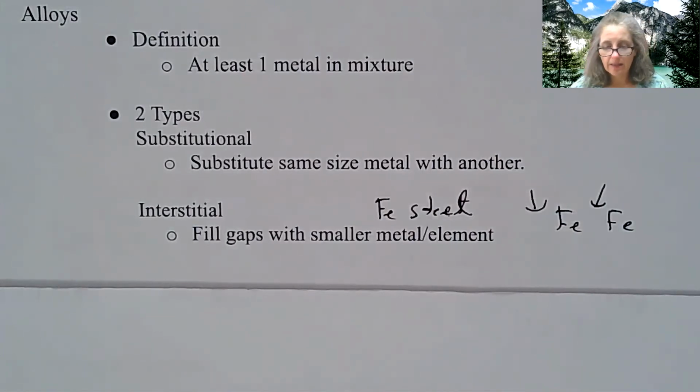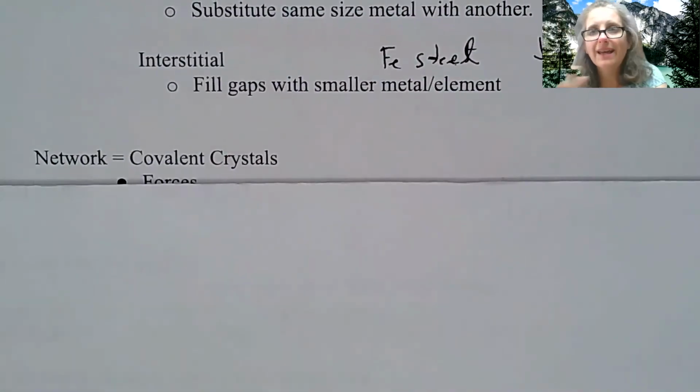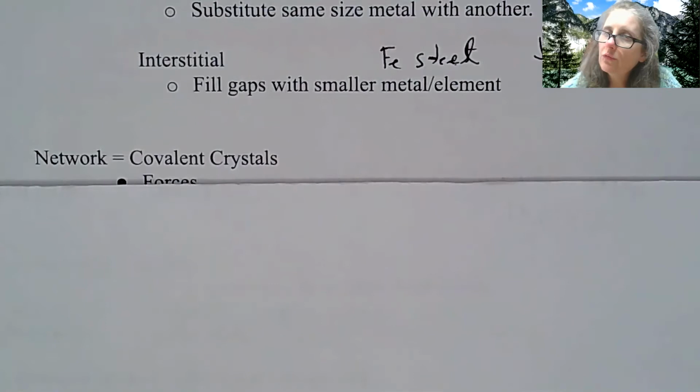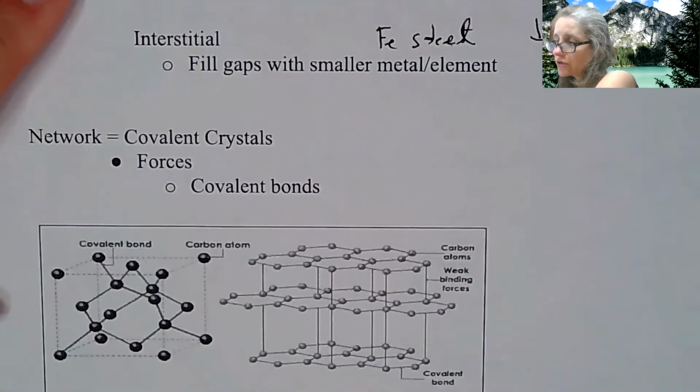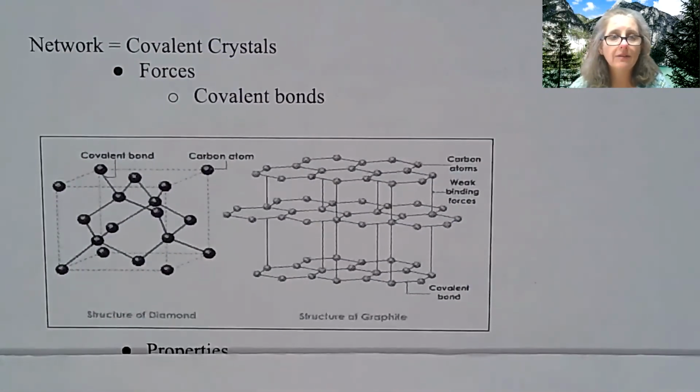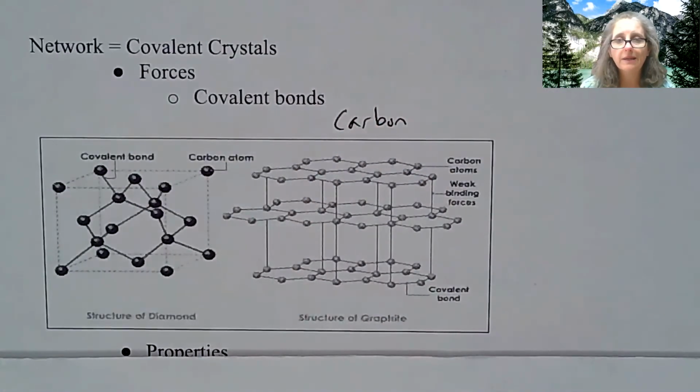So the last solid that I want to talk about is probably the weirdest of them all, which is what we call a network solid. These are actually covalently bonded molecules, but they have very unique characteristics that are not typical of a covalent molecular crystal structure. They have covalent bonds, but their structure is very different. So what I have in your notes is two pictures. One is a picture of a diamond and one is a picture of graphite. But both of them are carbon atoms repeated.